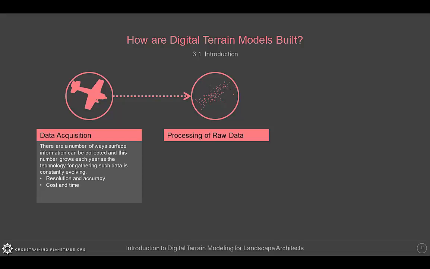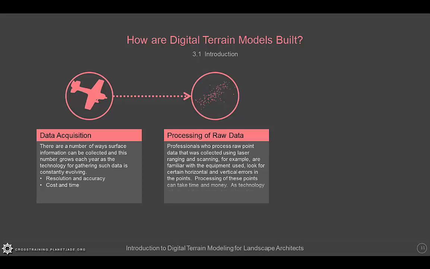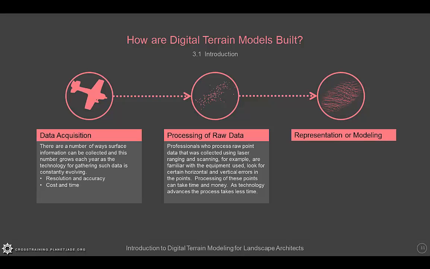So the second step is the processing of the raw point data. There are professionals who process the raw point data that was collected using laser ranging and scanning, for example. They are familiar with the equipment used and look for certain horizontal and vertical errors in the points. Processing of these points can take time and it can be costly, but again, as technology continues to advance, the process takes less time.